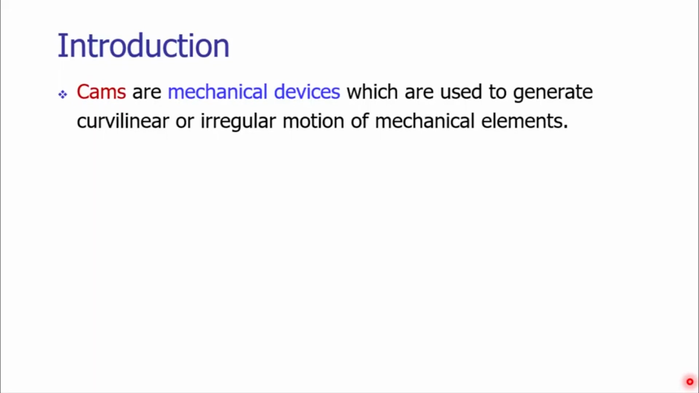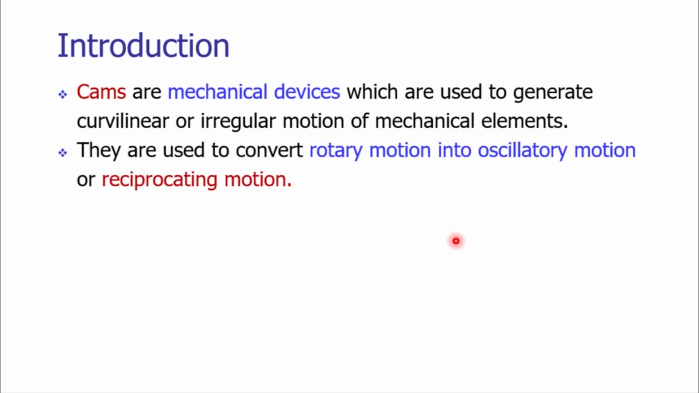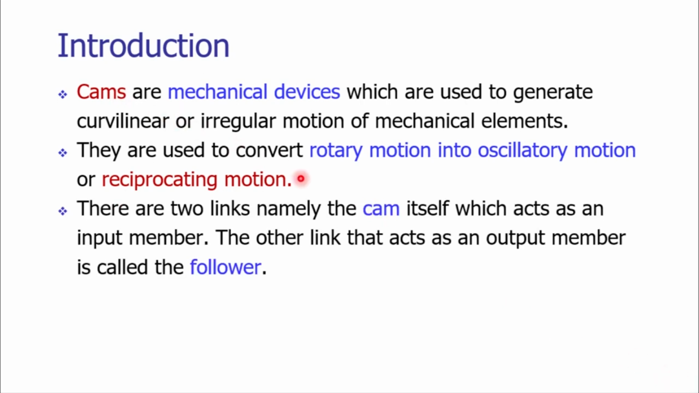CAMs are a very useful mechanical device, and CAM based mechanical systems are used to generate curvilinear or irregular motion of mechanical elements. When we want to convert rotary motion into oscillatory or reciprocating motion, we use CAMs. CAMs are also used in copying motion from one profile to another profile.